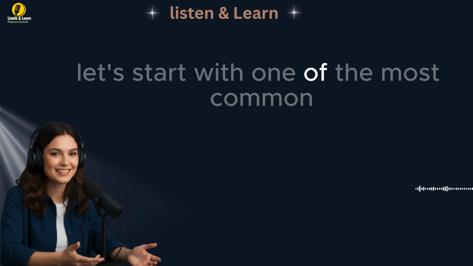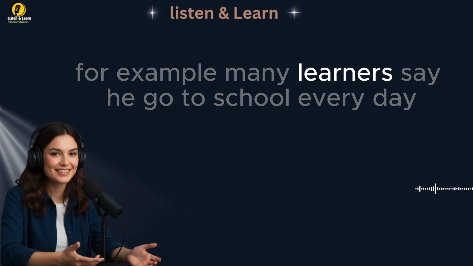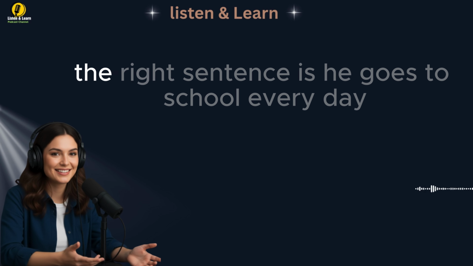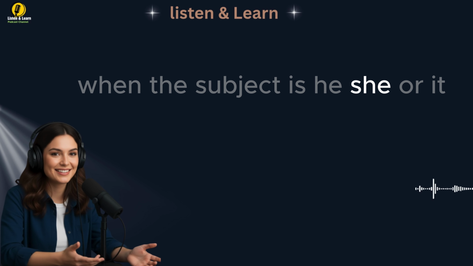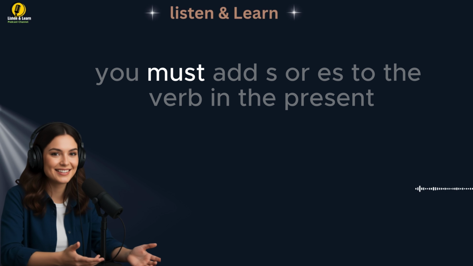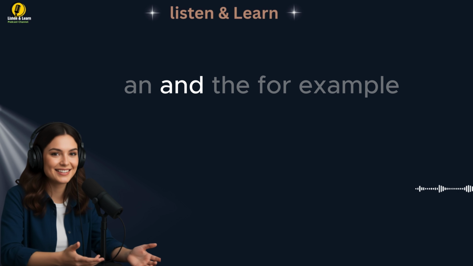Let's start with one of the most common grammar mistakes: subject-verb agreement. For example, many learners say, "He go to school every day." That's incorrect. The right sentence is, "He goes to school every day." When the subject is he, she, or it, you must add s or es to the verb in the present simple tense.